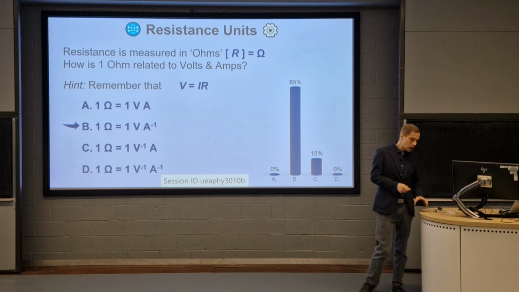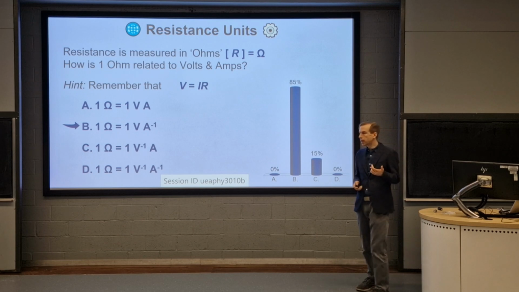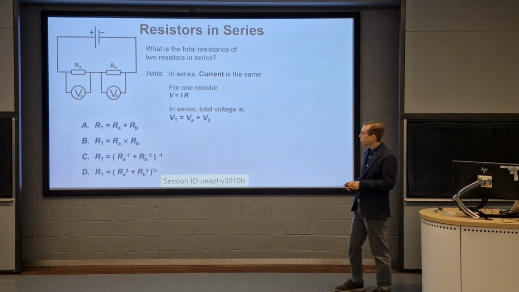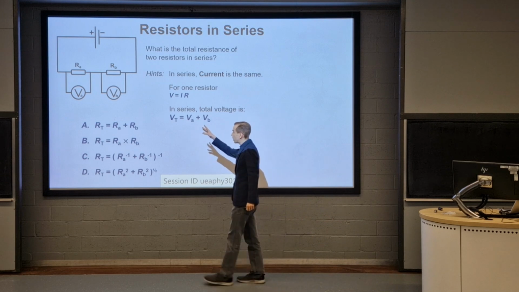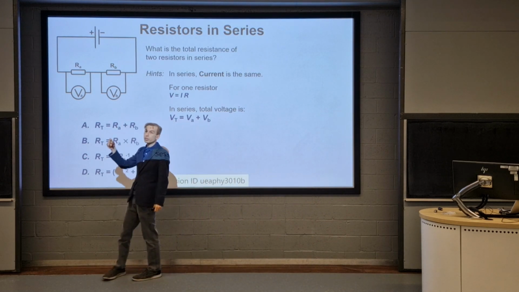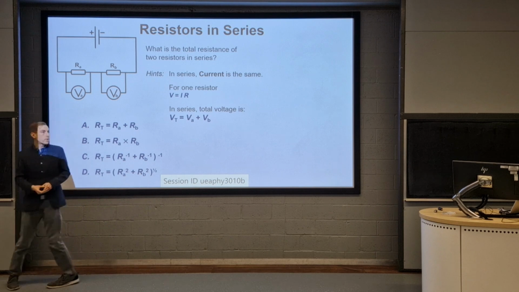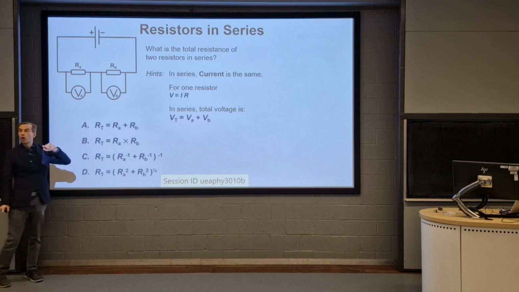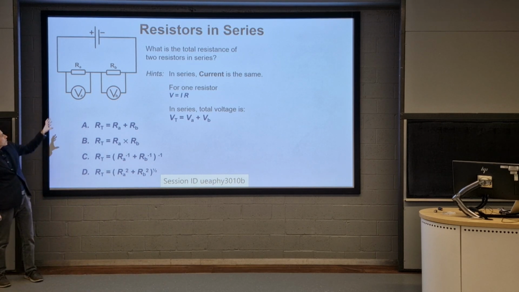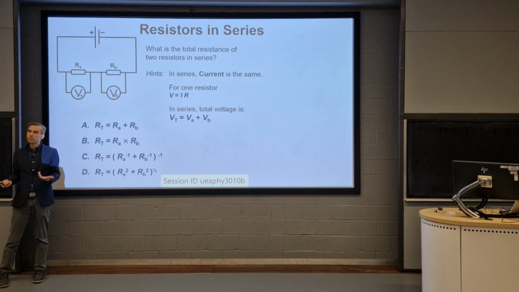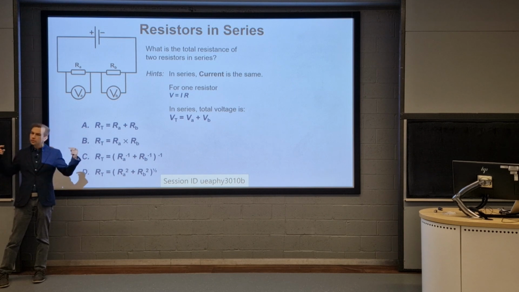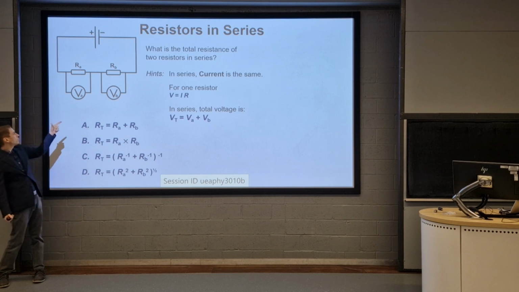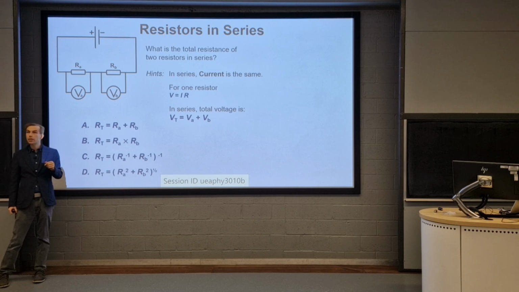So let's think about a couple of different ways that we can combine resistors here. I've got an example of a circuit here. We've got maybe two resistors connected to a battery, and we're measuring the voltage across both of them. A pretty simple circuit where we've got two resistors. What we're thinking about in this question is, if we have these two resistors in series, what's going to be the effective total resistance from having these two resistors combined together like this?